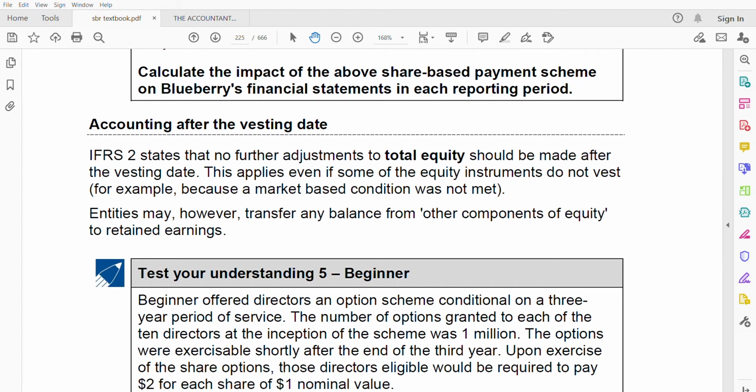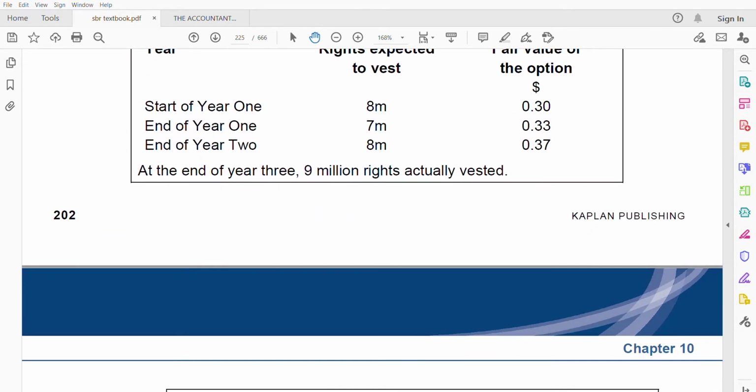Accounting after the vesting date. In that diagram we have been given till the vesting date. What about after that? Okay, so no further adjustments to the total equity should be made after the vesting date. After the vesting date, if the fair value changes, if anything happens, the share price goes up and down, anything happens, you don't have to adjust it to the total equity. Okay, even if some of the equity instruments do not vest, for example, because a market-based condition was not met, still you don't do any changes. But they must transfer any balance from other components of equity to retained earnings. Okay, we'll definitely do questions on each to understand this.